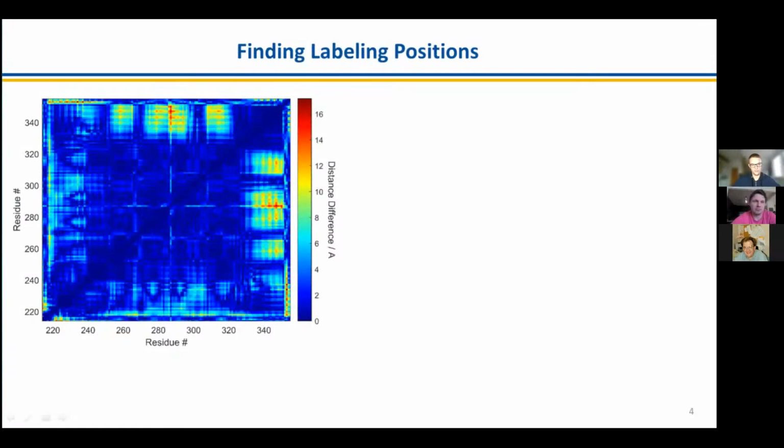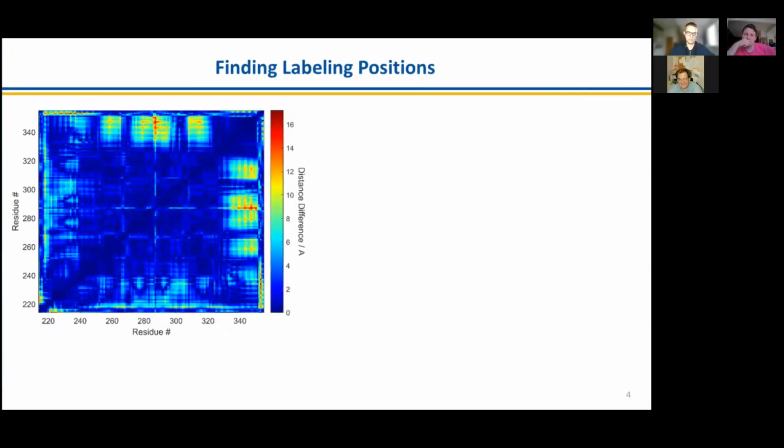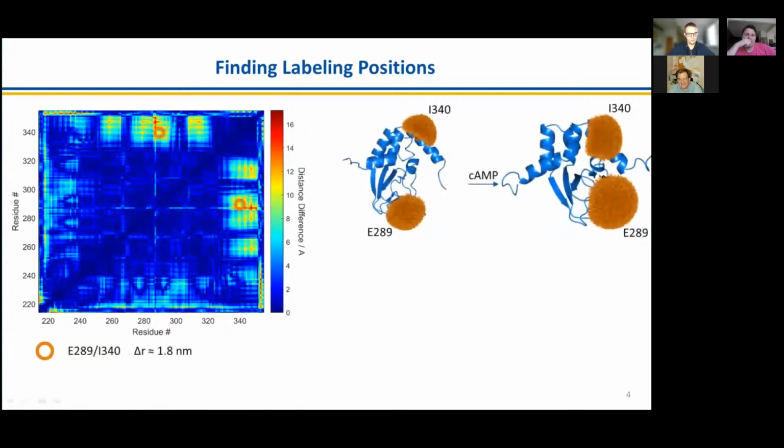So the distance change in the protein is color-coded in this map, meaning the bluish colors represent a rather small distance change, whereas the reddish colors represent a large distance change. And now from this difference distance map, one can pick pairs of amino acids that we label and then measure PELDOR on it. So from the map, we basically picked two pairs of amino acids that we labeled.